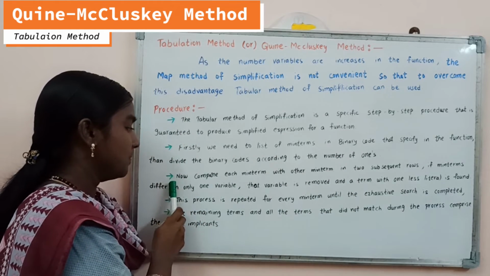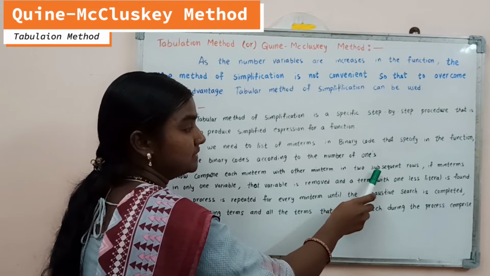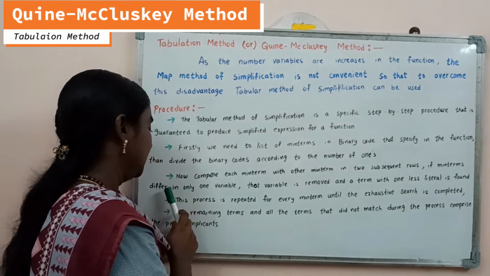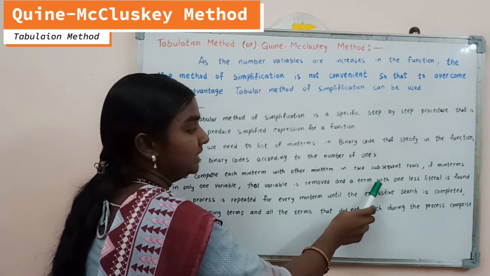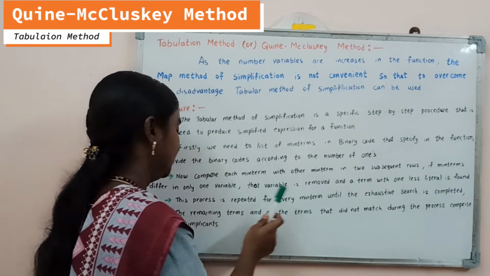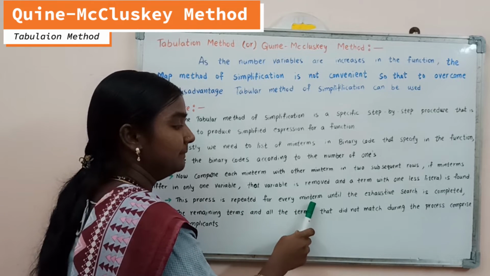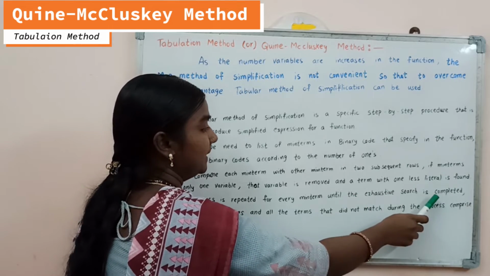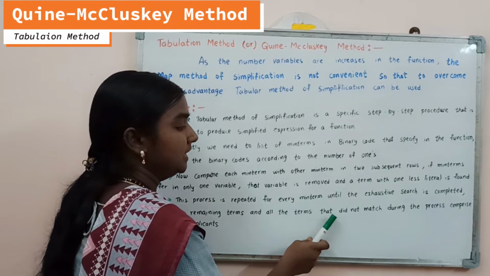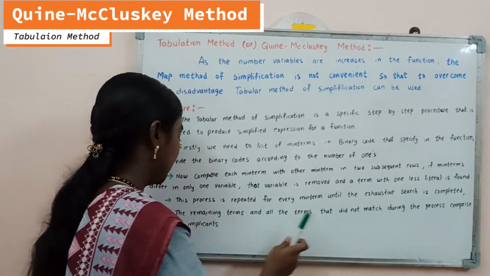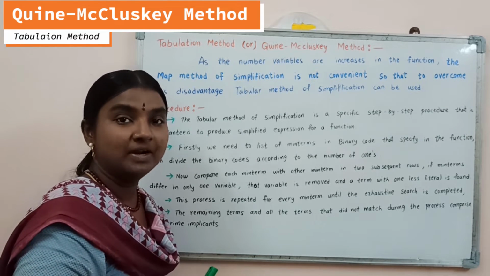Coming to the next point, compare each minterm with other minterms in two subsequent rows. If the minterms differ in only one variable, that variable is removed and a term with one less literal is found. This process is repeated for every minterm until the exhaustive search is completed. The remaining terms, and all the terms that did not match during the process, comprise the prime implicants. With these prime implicants, we write the simplified Boolean function.